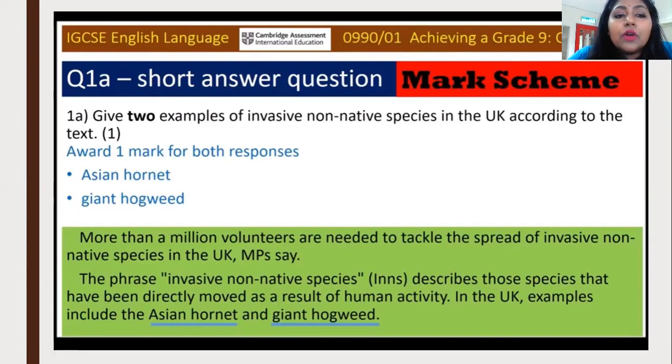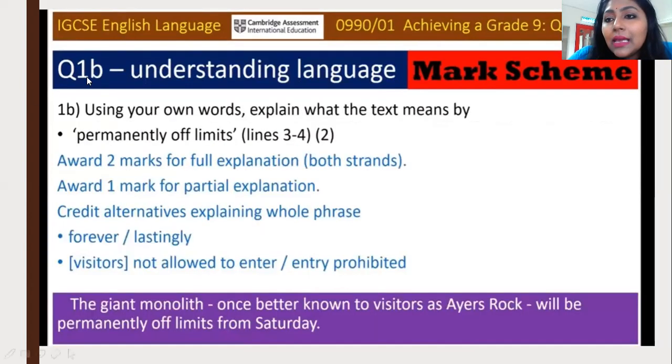Okay, so when we talk about explicit question, we are straight away looking for direct answer taken from the text. That means we are going to look for 2 examples of invasive non-native species, and according to the text here, they are Asian hornet and giant hogweed. So by just giving these 2 answers, you can get 2 complete marks. That means you'll be getting 2 marks for this particular question. So we call this a short answer question. Question 1A.